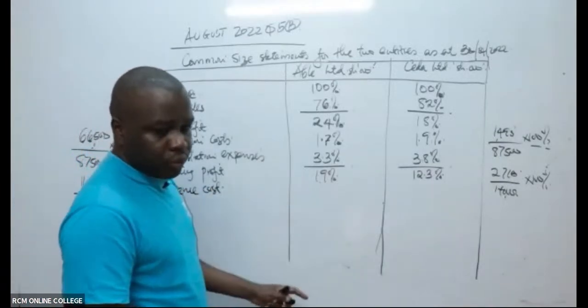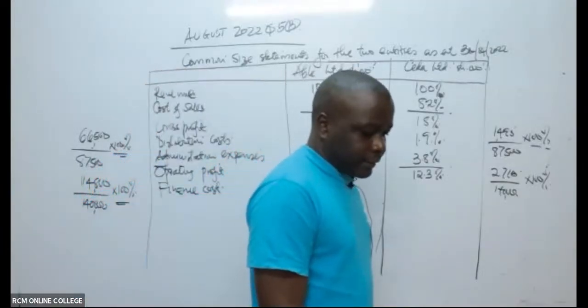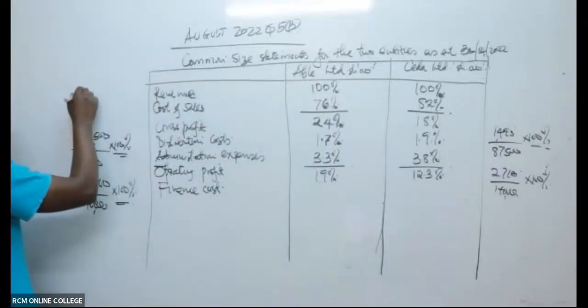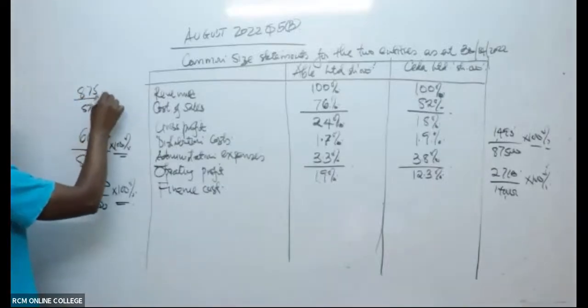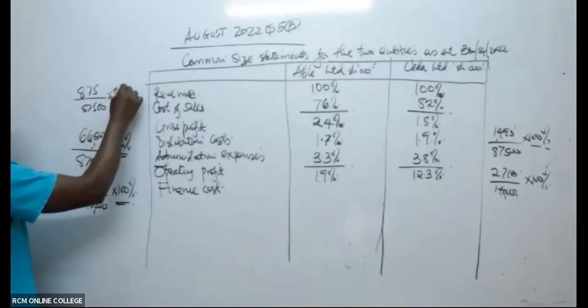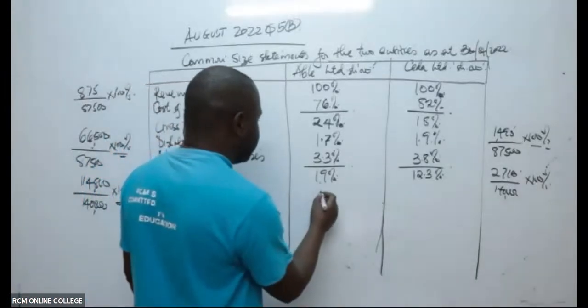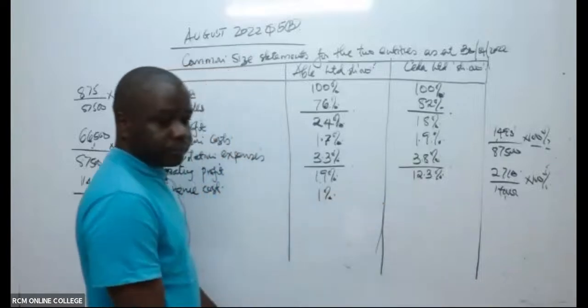Finance cost, you are getting what percent? You take 875 over 7,500 multiplied by 100%. So you're getting 1%. What about for SEDA?